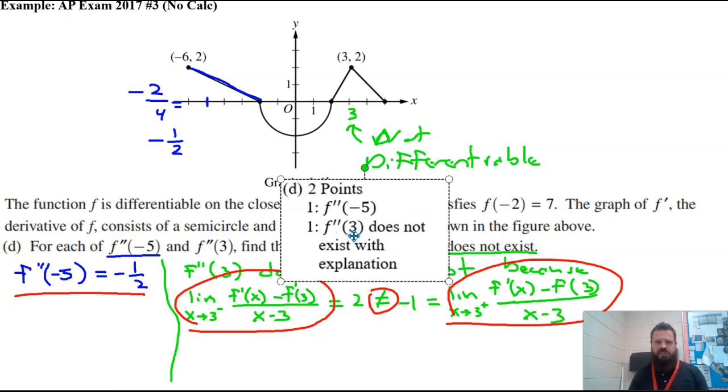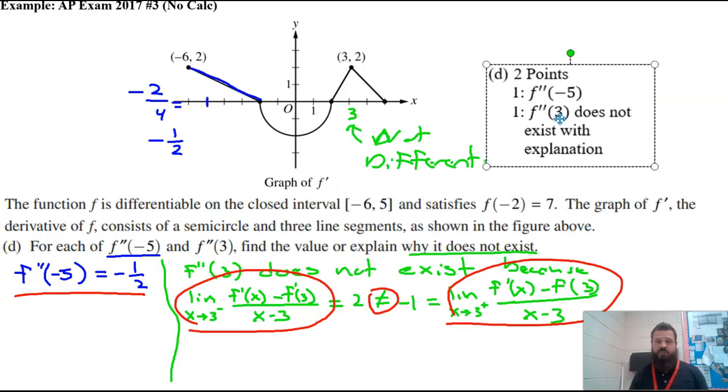And then finally, looking at the scoring, 2 points, pretty straightforward. 1 point for our f double prime of -5, kind of the easy point for this one. And then a second point for why it does not exist at f double prime of 3, along with the explanation. Is this explanation maybe a little beyond what you're going to get, especially with a time limit? Yeah, probably. But like we said before, if you're getting 2 out of every 3 points on this exam, you're doing awesome. You're on pace for a 5. So if you missed just that last point on the question, you got the other 8, you're doing pretty darn good.